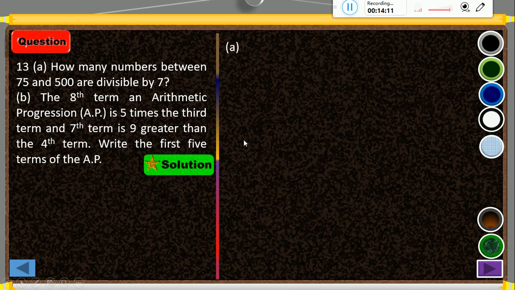And the last question for this presentation, question number 13. A. How many numbers between 75 and 500 are divisible by 7? B. The 8th term of an arithmetic progression (AP) is 5 times the 3rd term, and the 7th term is 9 greater than the 4th term. Write the first 5 terms of the AP. Let's see how this question can be solved.